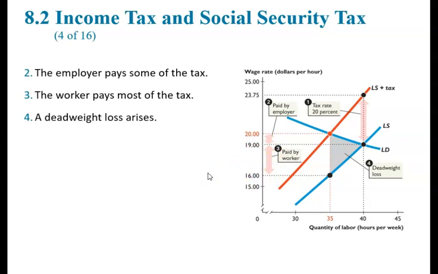As it was pointed out earlier, since the labor supply is more inelastic than labor demand, the worker will bear the greater brunt of the income tax, and that is what we can see from the graph as well. You can also see that a deadweight loss arises, this triangle area, which is basically showing a loss of total surplus from the consumer and producer surplus.